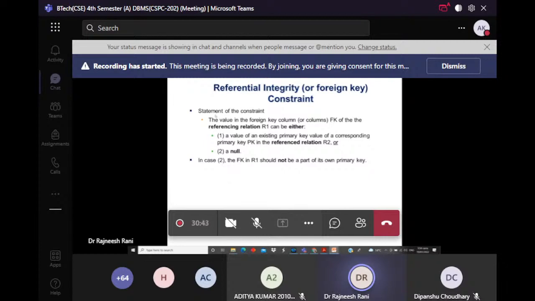You can see this statement of the foreign key constraint: the value in the foreign key column of the referencing relation R1 can be either a value of an existing primary key value of a corresponding primary key PK in the referenced relation, or a null value, right?